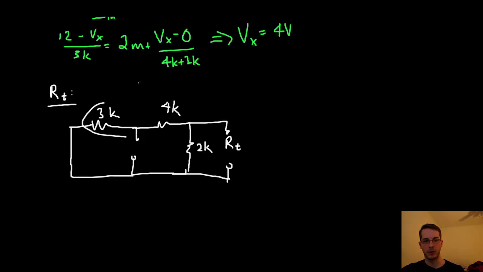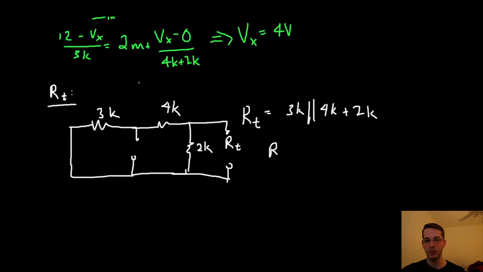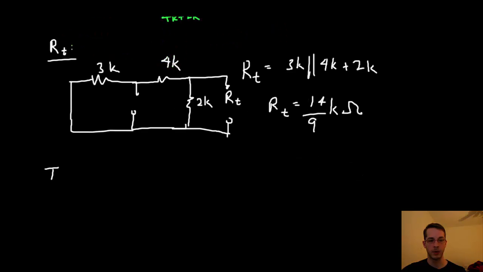These two resistors are in series, and that will be in parallel with the 2K. So RT is going to be equal to 3K in parallel with 4K, plus 2K, or just 14 over 9 kilo ohms. So 14 over 9 kilo ohms is RT. And with that, now we can draw the Thevenin equivalent circuit to look like this.